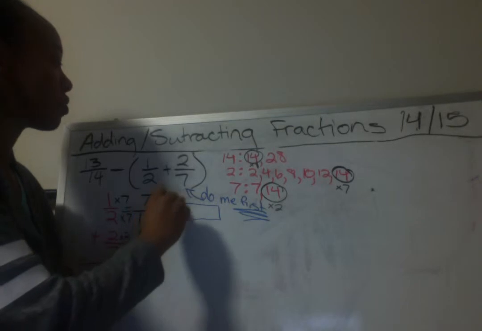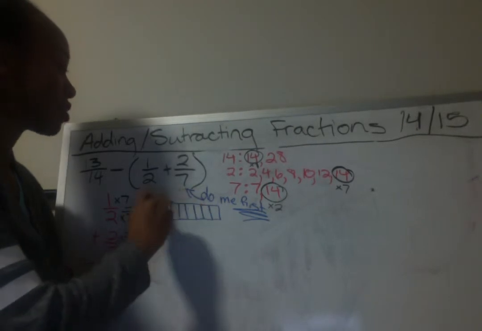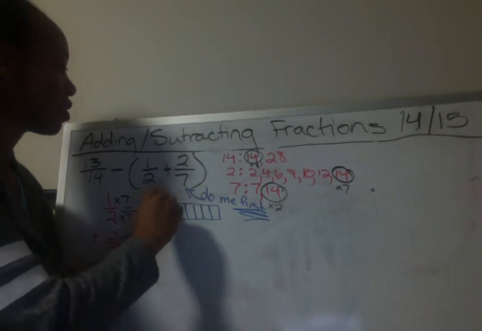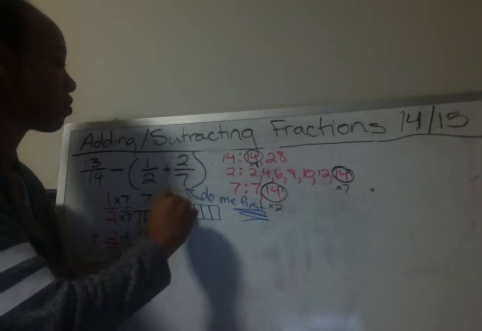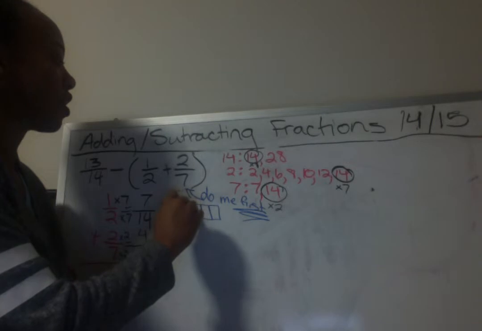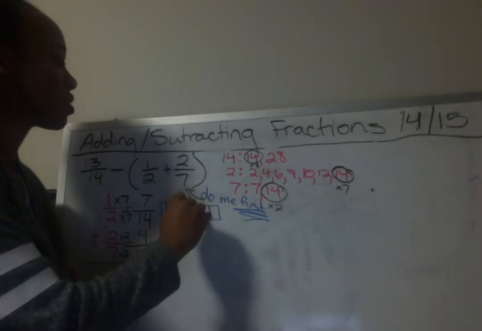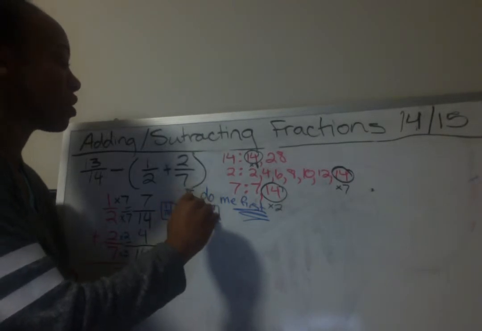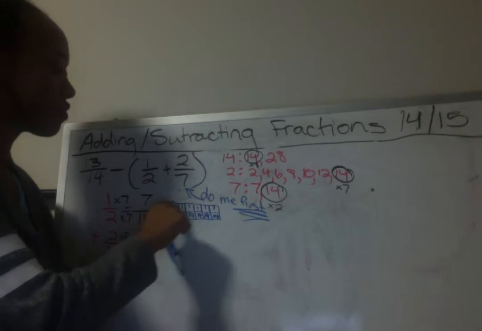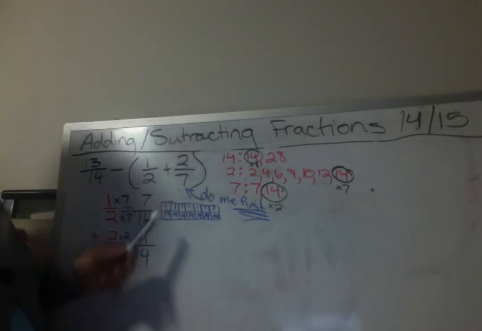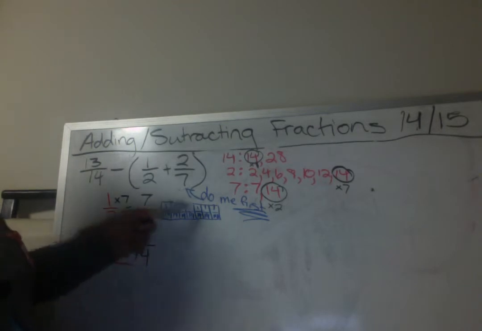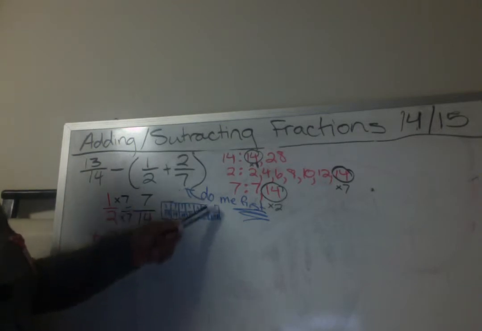1, 2, 3, 4, 5, 6. 1, 14. 2, 3, 4, 5, 6, 7. Now, each of these is its own individual piece of my fraction. So that's why I'm putting my numerator as 1. If I add up all my numerators, 1 plus 1 plus 1 plus 1 plus 1 plus 1 plus 1 is 7.